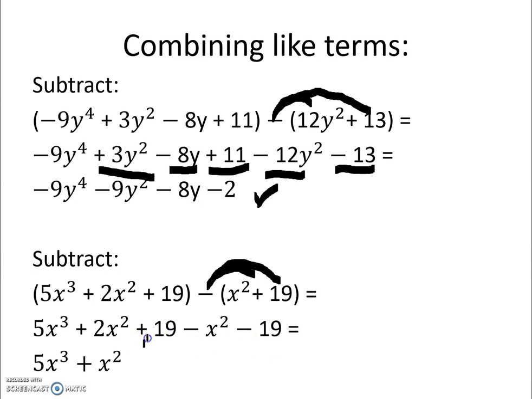We see that positive 19 minus 19, that goes away, and we have 5x cubed plus 2x squared minus an x squared is simply x squared. So our answer for this one is 5x cubed plus x squared.